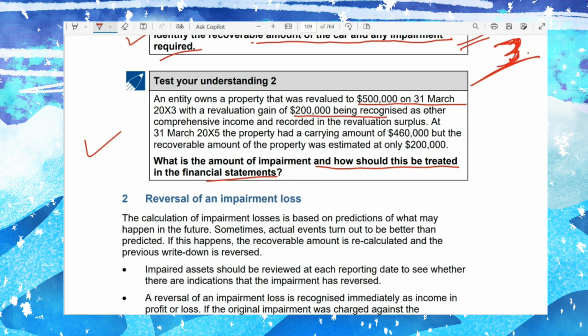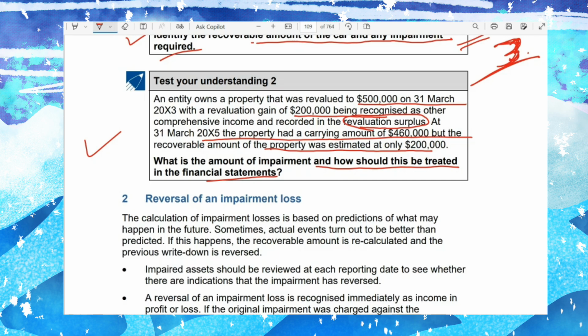So according to this change, the carrying amount of the asset is now 460,000. From this carrying amount, you will deduct the 200,000, which is the property's estimated recoverable amount. The remaining 260,000 is the balancing figure, which is required for impairment.